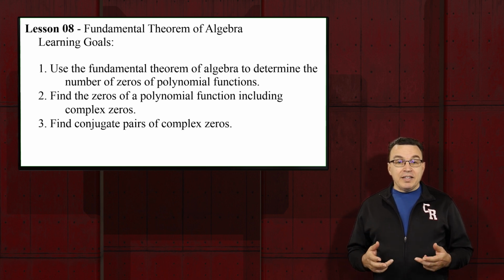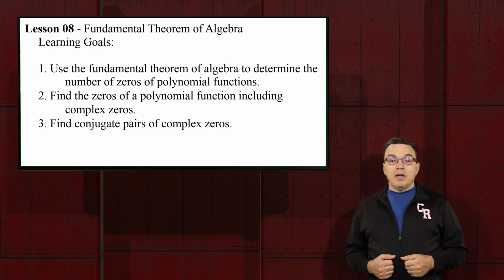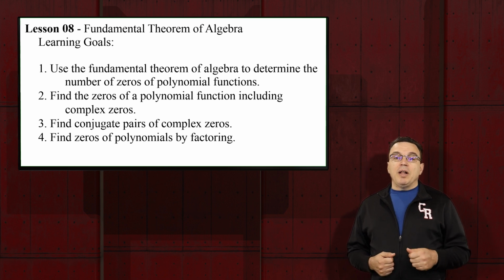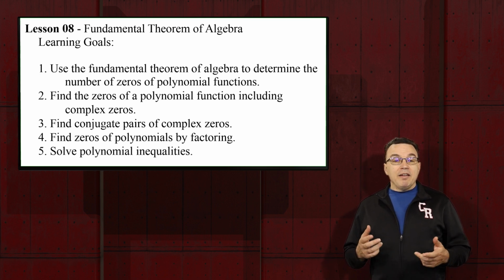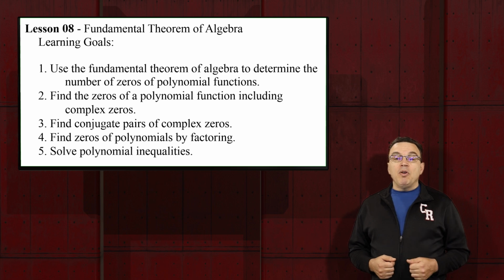We're going to find conjugate pairs of complex zeros. We're going to find the zeros of polynomials by factoring. And then finally, we're going to solve polynomial inequalities.